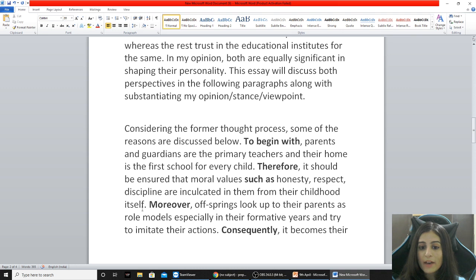Moreover, so this becomes my second point now. Why have I used moreover? Because we're talking about similar information. We started talking about parents. Now we are continuing and giving another point about parents itself. Therefore, we have used the word moreover. Okay. So if you're giving similar information, you write moreover. Offsprings look up to their parents as role models, especially in their formative years, and try to imitate their actions. Okay?